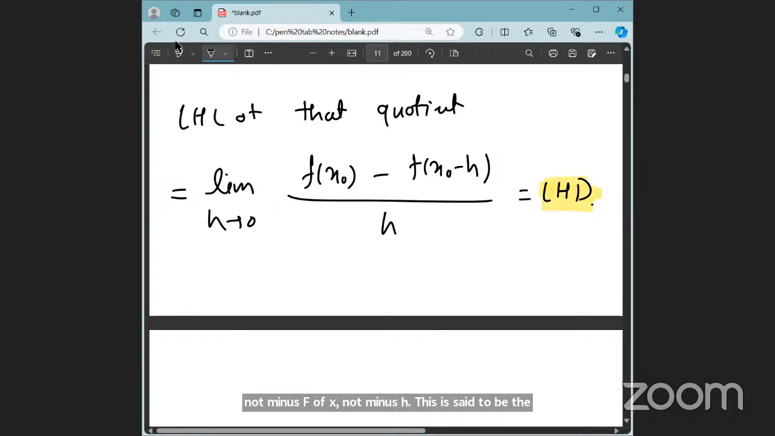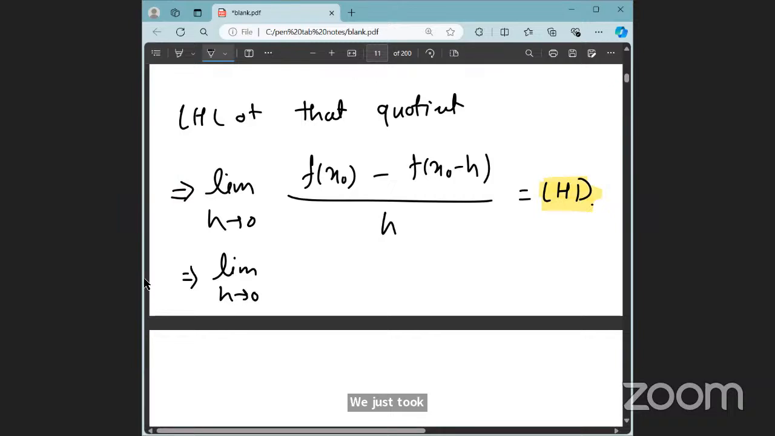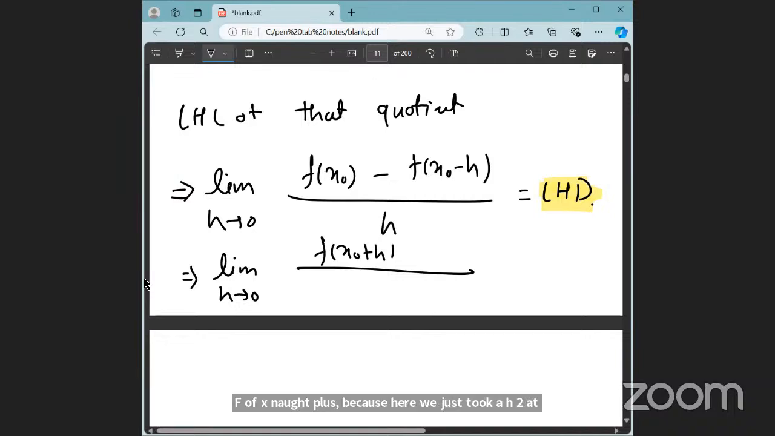And similarly, with a similar process, if we approach 0 from the right-hand side, we just take this limit: h going to 0, f of x naught plus h minus f of x naught by h, because here we took h to be h itself and we are approaching 0 from the right-hand side. So this particular limit is known as the right-hand derivative.